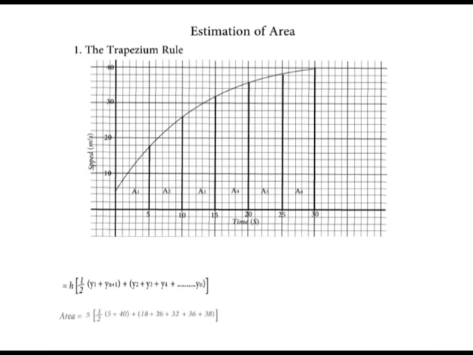So we shall have 5 into a half times 5 plus 40 plus 18 plus 26 plus 32 plus 36 plus 38. That gives us 5 plus 40 is 45 times a half is 22.5. So we shall have 5 into 22.5 plus 18 plus 26 plus 32 plus 36 plus 38. That gives us 862.5 square units, which is equal to 862.5 meters. The same answer we got.